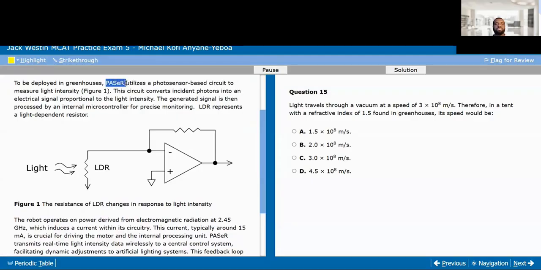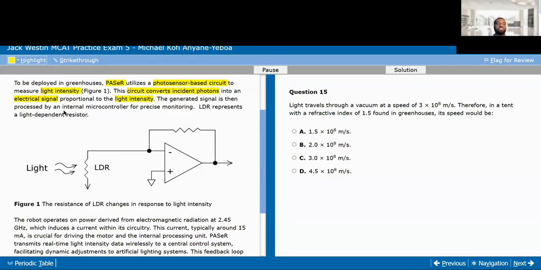To be deployed in greenhouses, PASER utilizes a photosensor-based circuit to measure light intensity. So we're still talking about PASER here, right? Try to keep it to always 3 highlighted things per sentence. This circuit converts incident photons into an electrical signal proportional to light intensity. So what does this circuit do? Converts the photons into an electric signal, and that electric signal is proportional to light intensity. What does that mean? It means that as the electric signal increases, light intensity is increasing. So we can measure light intensity by just focusing on that electric signal.